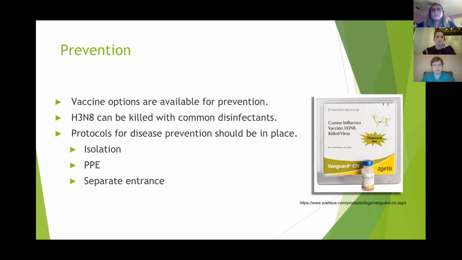For prevention, you can kill this with common disinfectants you would find at your veterinary clinic. Clean all your infected fomites like bowls and cages, like mentioned earlier. Also isolate all sick animals and wear your PPE, so gowns, gloves, all of that. And then just make sure your vet clinic has protocols in place that we talked about before. Don't let them be up front if they're coughing. Maybe go through a separate entrance.